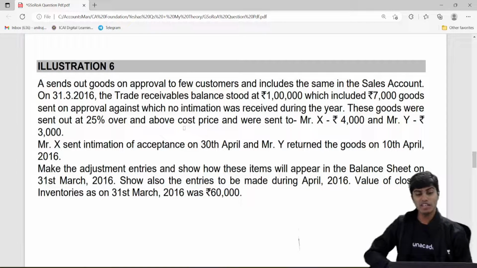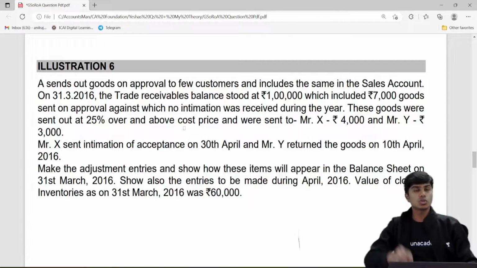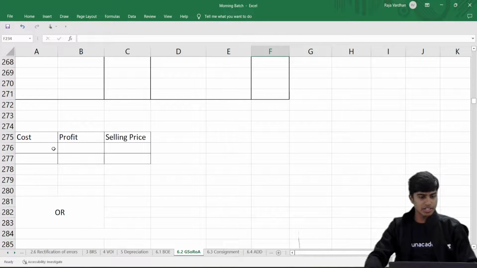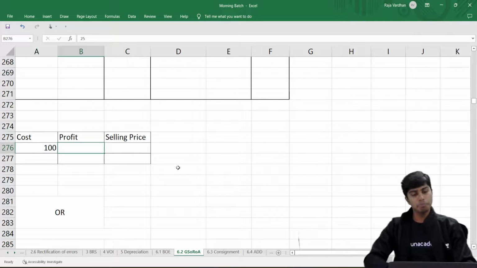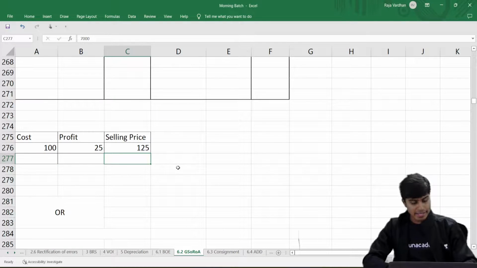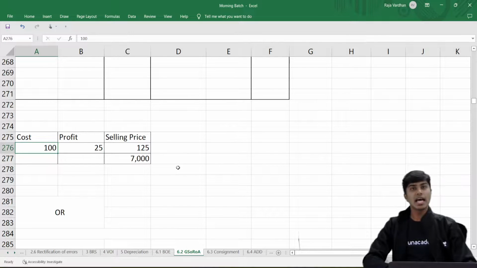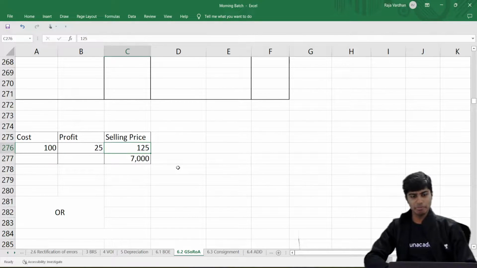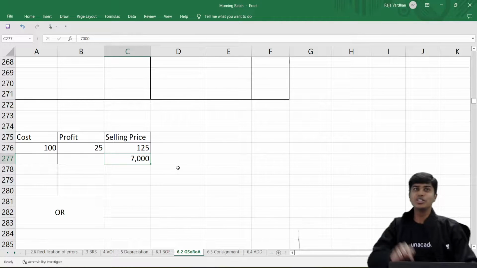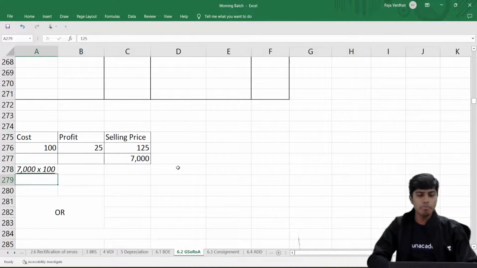These goods were sent at 25% over and above cost price. So the cost price is 100. Cost price is 100, profit is 25 and selling price is 125. You get that? And the selling price of the goods remaining unsold there is 7,000. So if it is 100 rupees cost and 125 rupees selling price, how much is 7,000? To do it, 7,000 into 100 by 125. That would give you 5,600.